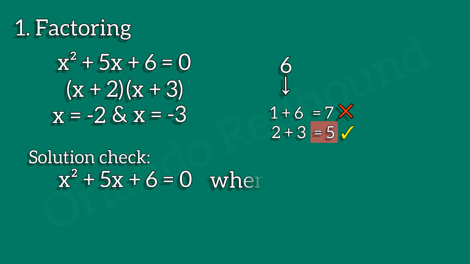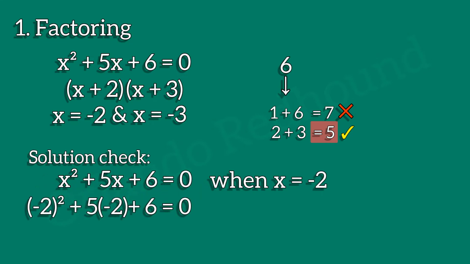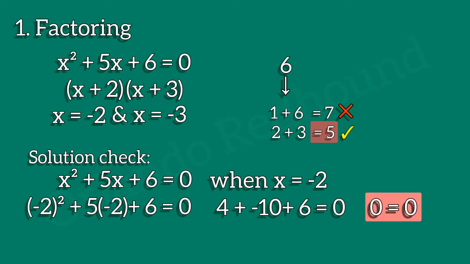When x equals -2, then we have... Here we see that replacing x with either of the solutions gives us 0 equals 0. 0 equals 0 means that our solution is correct. Now let us replace x with -3 and see what happens.